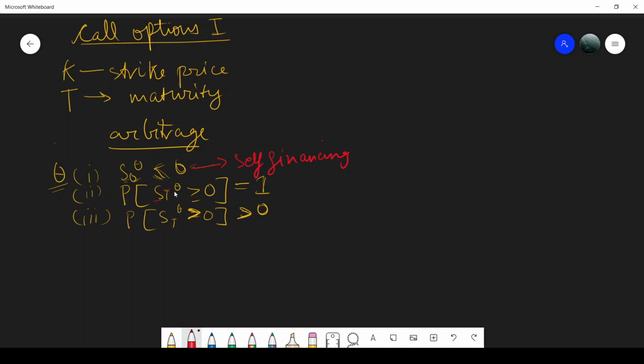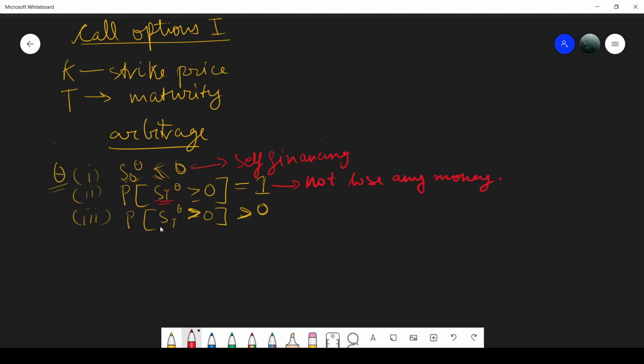The probability that the value of the strategy at time t is greater than or equal to zero is equal to one. This basically means that there is certainty that we will not lose any money. Because this is the real value of the strategy, and if it's greater than zero and the probability of that is equal to one, this basically means that we will not lose any money.